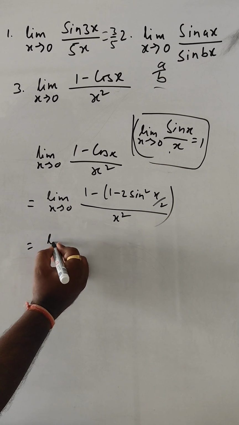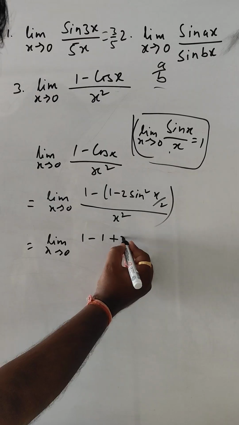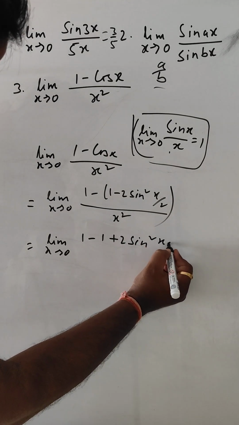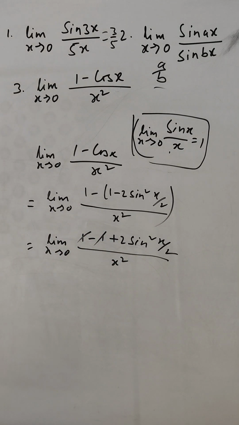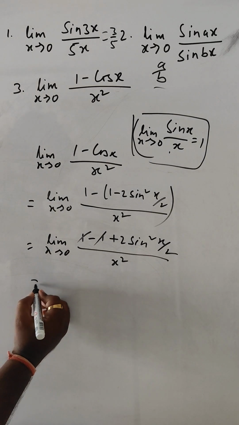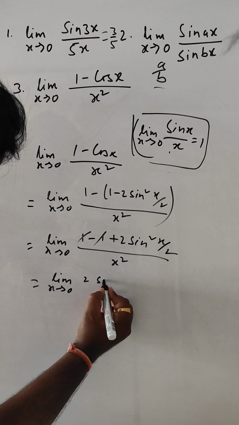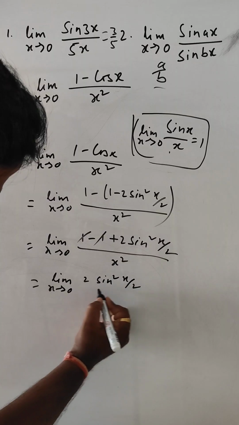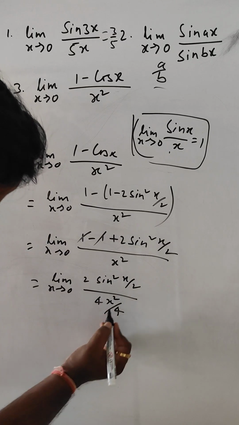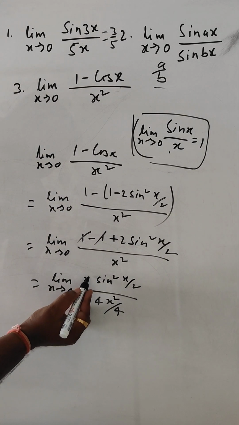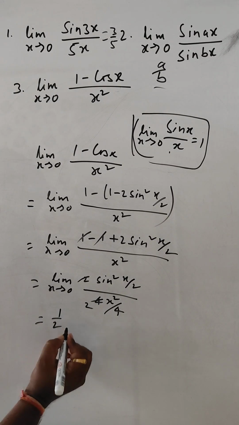Now in the next step, limit x tends to 0, 1 minus 1 plus 2 sine square x by 2, and here x square. The 1s got cancelled. Okay, so what do we have? Limit x tends to 0, 2 sine square x by 2. What can we do? This is x square, right? We can divide by 4 and multiply by 4. So when we multiply by 4, the 2 gets cancelled. So you get 1 by 2.